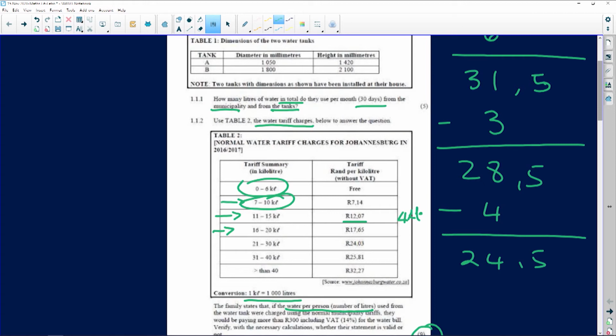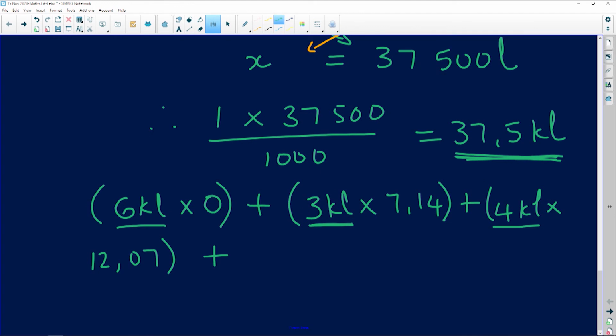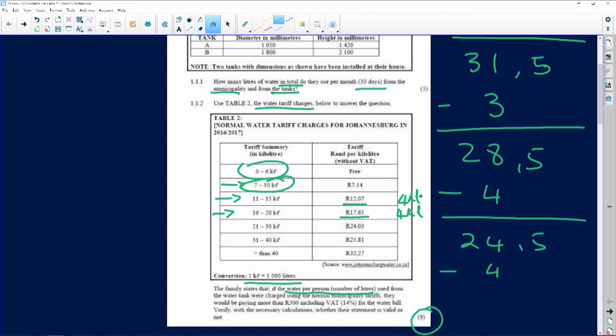My next bracket, 20 minus 16, can only accommodate 4 kiloliters of water. Okay? So it means that for the next 4 kiloliters of water, I'm going to pay 17 Rand and 65 cents. It's a step by step. That's why it's 9 marks. Now, because I've added it here to my bracket, I need to go and subtract it in my total again. Minus 4 kiloliters of water.